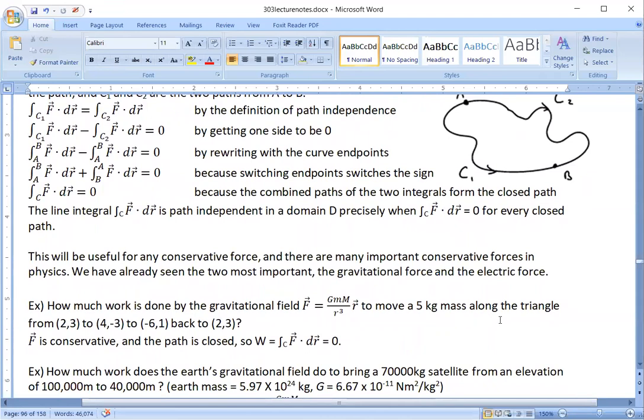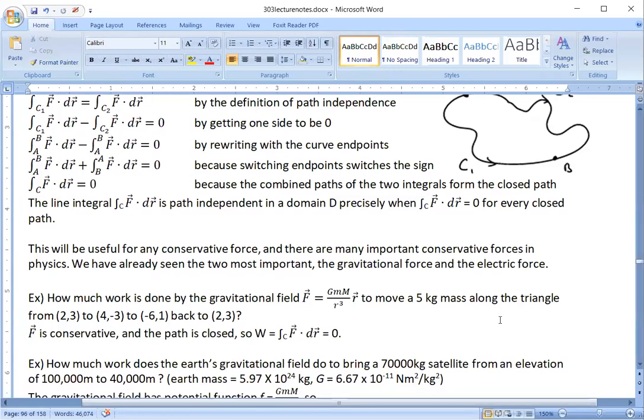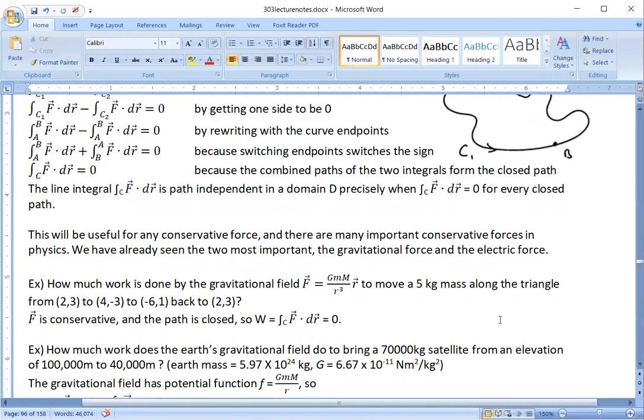So how much work does the Earth's gravitational field do to bring a 70,000 kilogram satellite from an elevation of 100,000 meters to 40,000 meters? And because we'll need it for the formula, here is the value for the mass of the Earth, because that's the one making the gravitational field. And then also the value for big G, the gravitational constant. So what we need to do is find the work. We know the vector line integral, but a vector line integral is much easier when our vector field is conservative. So we've previously shown that the gravitational force field has this potential function, GMm over r.